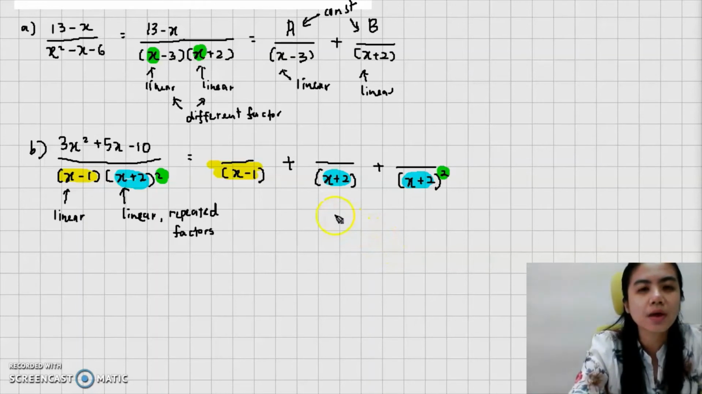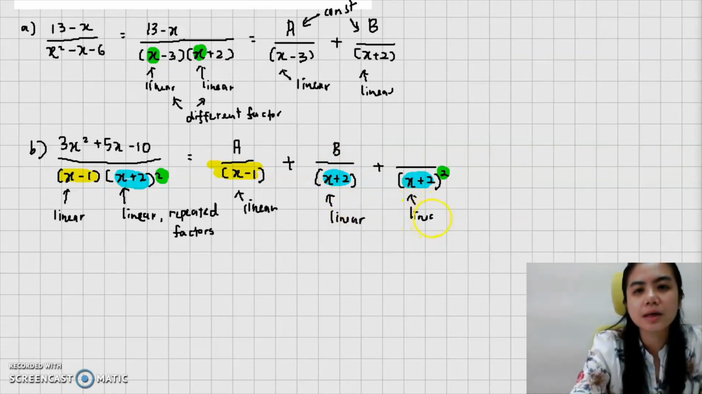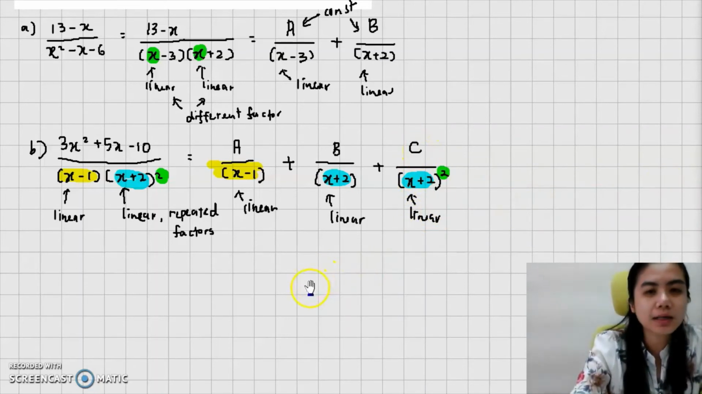Then let's decide what we should write on the top. On the top you should write a, because it's linear. Then this must be b, another constant, because it's also linear. And this is also considered linear, so we continue to the alphabet c. Okay, so let's look at part C.